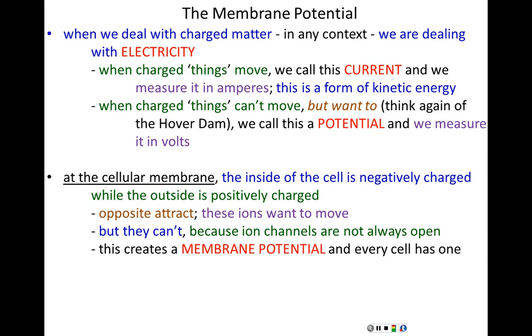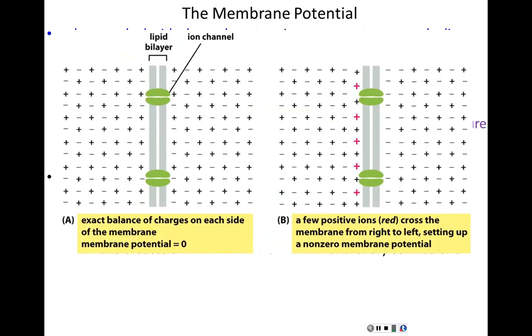We call this a membrane potential because it is an electrical potential at the membrane. And every single cell has a membrane potential. Every single cell has ions looking over the wall of the cell membrane at each other, so desperately wanting to interact. If you have an equal number of positive and negative charges across the membrane, you have a zero membrane potential. You have no membrane potential at all, but that's not a natural state.